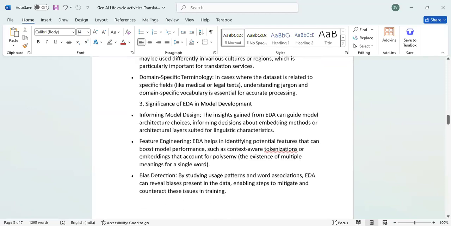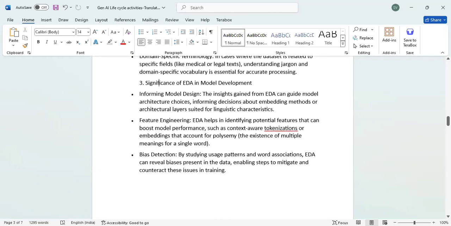Significance of EDA in model development. Informing model design: the insights gained from EDA can guide model architecture choices, informing decisions about embedding methods or architecture layers suited for linguistic characteristics. So these are the things. Then feature engineering: EDA helps in identifying potential features that can boost model performance, such as context-aware tokenization or embeddings that account for polysemy, the existence of multiple meanings for a single word.